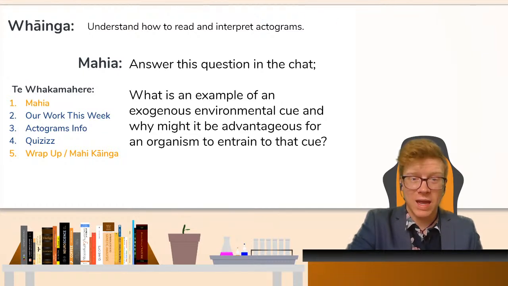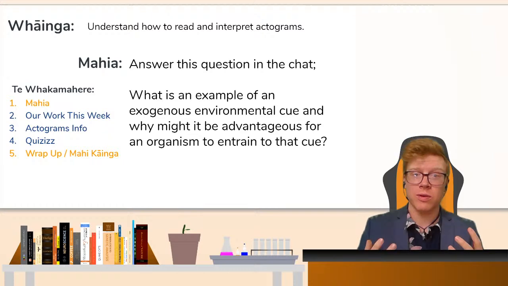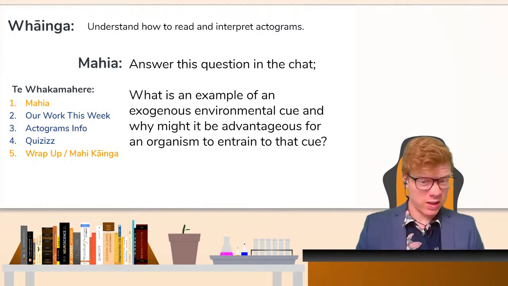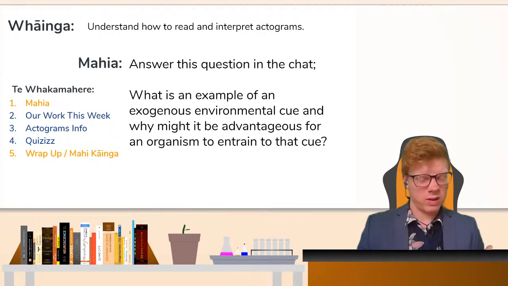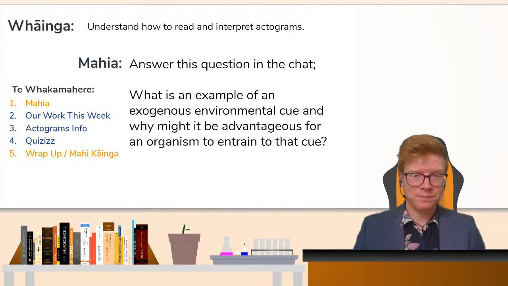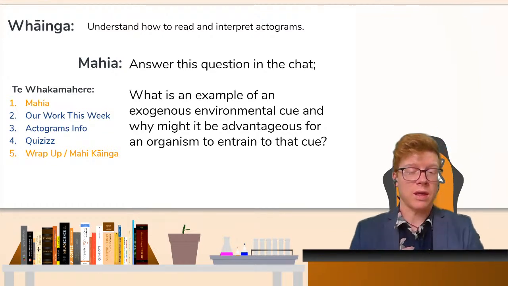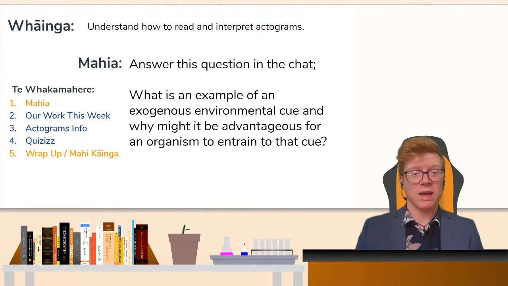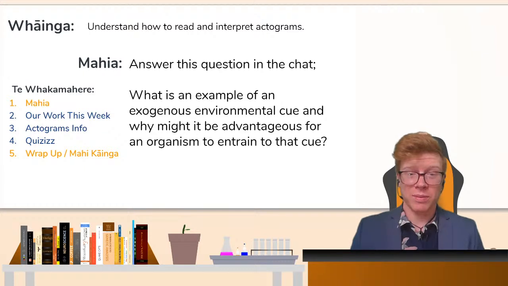So, an exogenous environmental cue. Exogenous refers to outside of the body. So you could just say an exogenous cue. Environment's kind of not an entirely necessary word, but it's a useful thing to think about. A good example of this, as Fiona said in the chat, was the sun. It would be an example of an exogenous environmental cue that organisms might use.